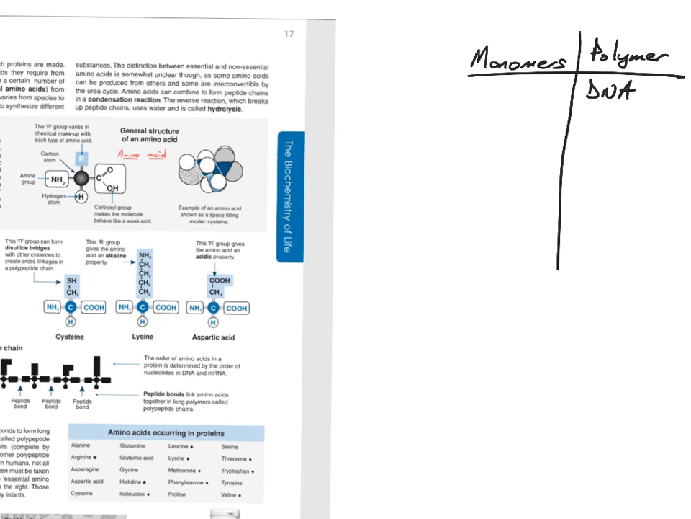Yeah. Nucleotide. And it's a deoxyribose nucleotide.